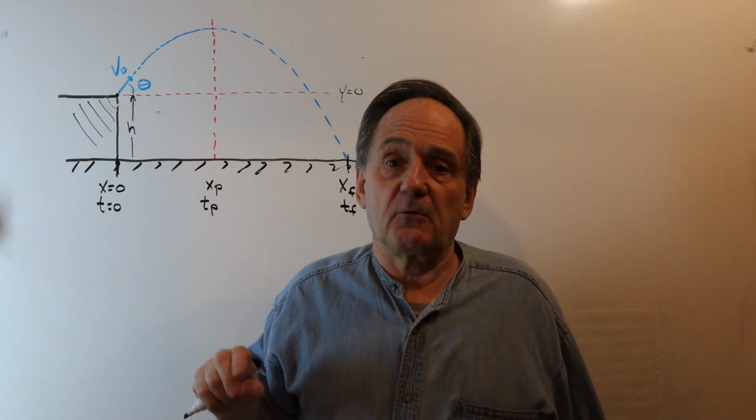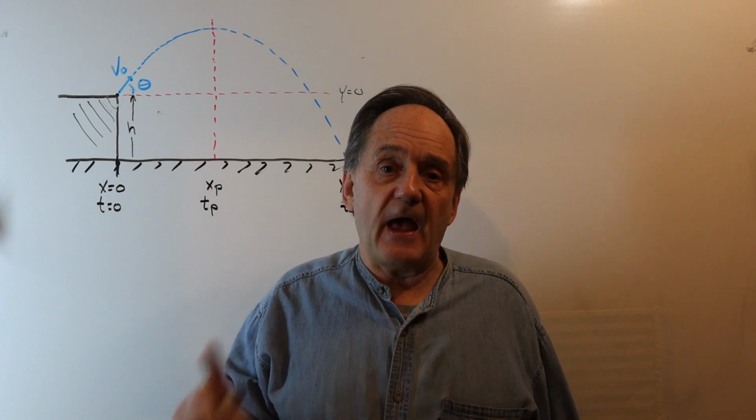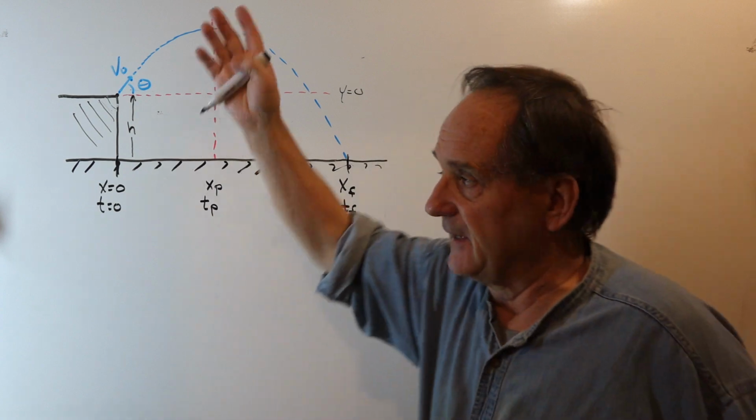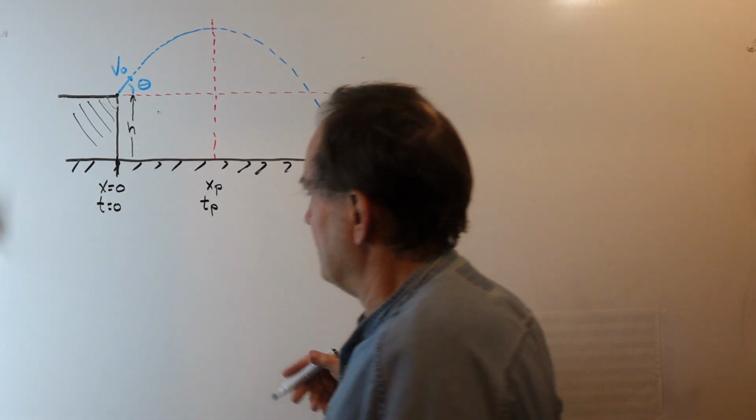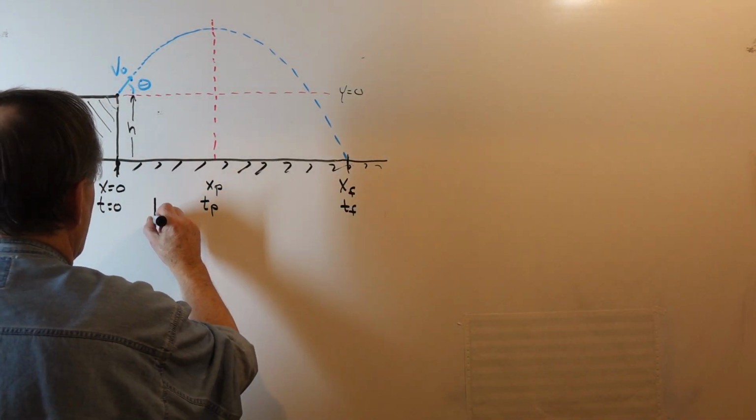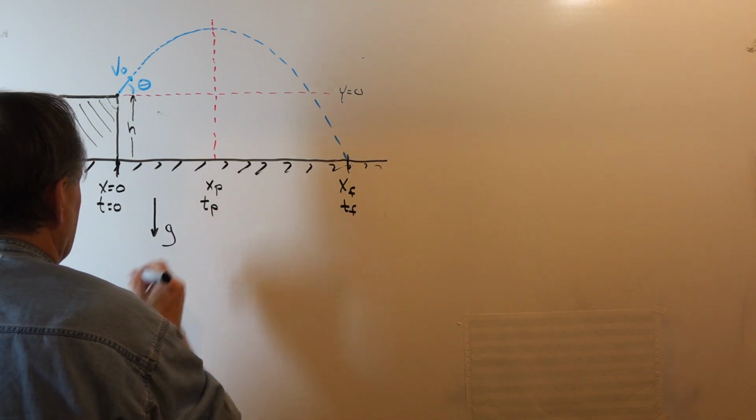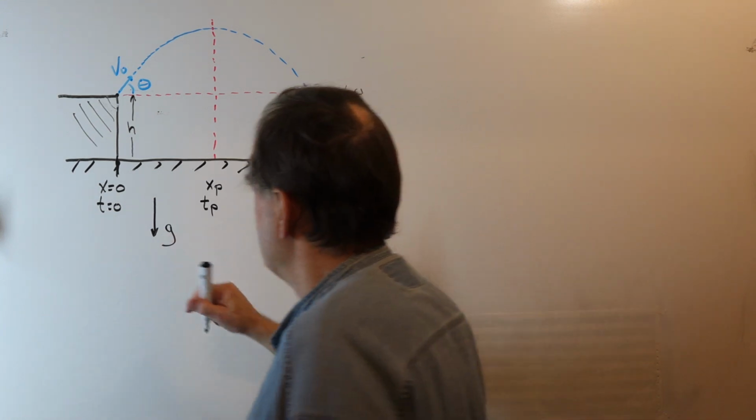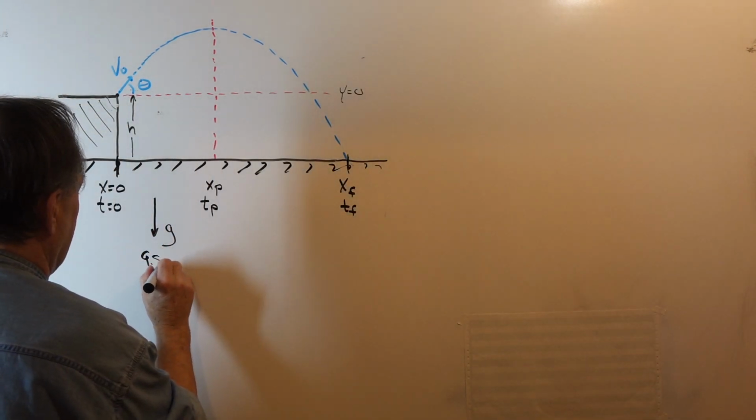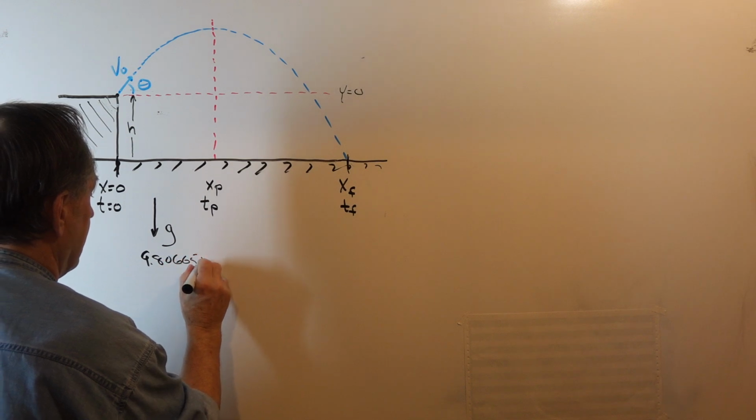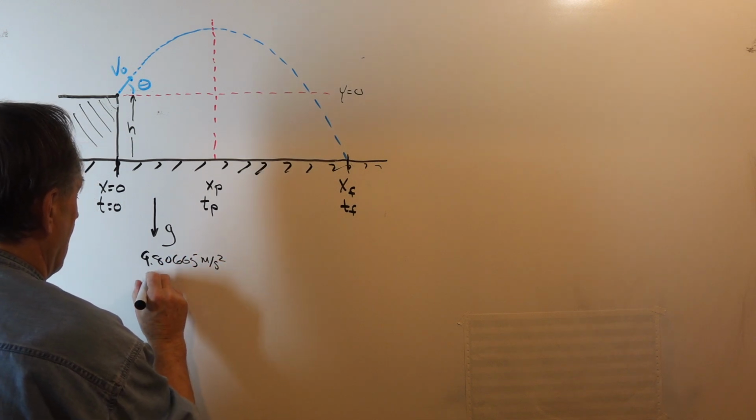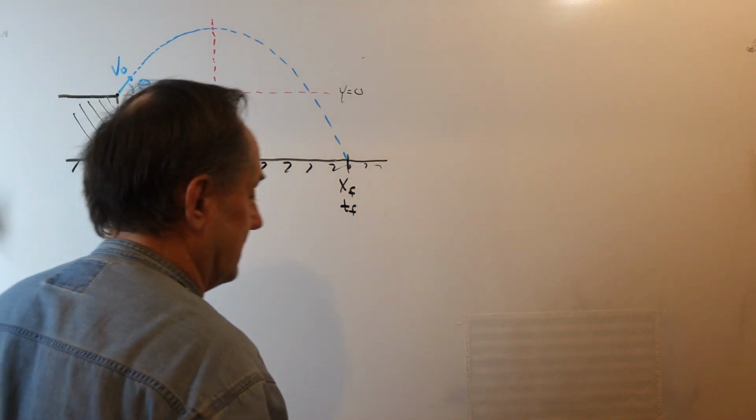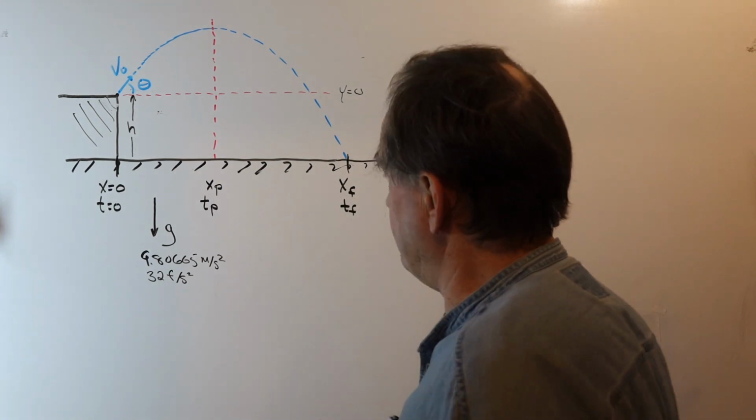We're going to neglect air resistance, so the only force acting on a projectile once it's thrown or released up into the air is the force of gravity, which tends to pull the object down with an acceleration g in metric units. g is 9.80665 meters per second squared, or around 32 feet per second squared in English imperial units.